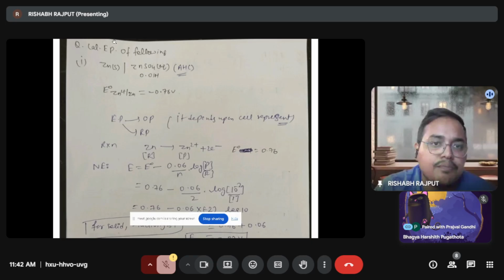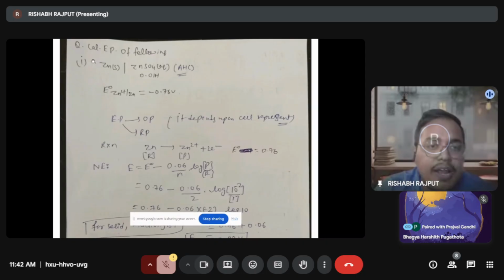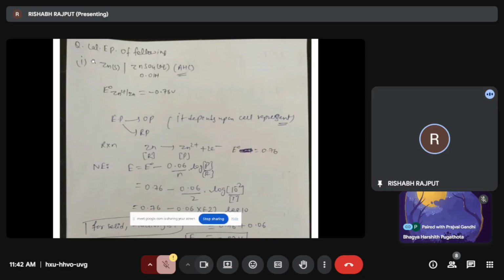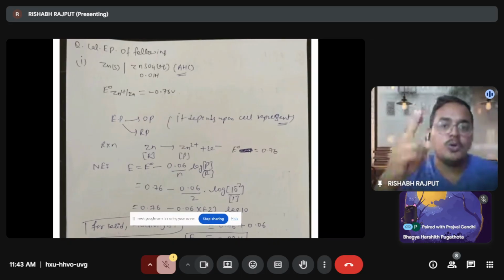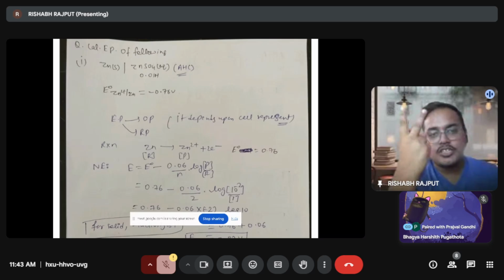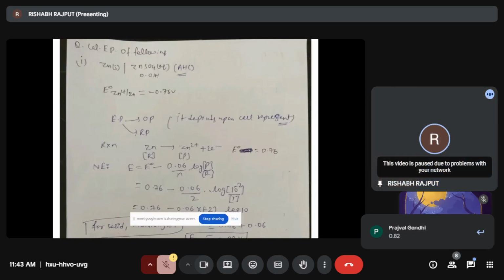Okay, see here, I have written it like this. Please calculate the electrical potential of the following. First I will give you an example: zinc solid, zinc sulfate aqueous, and they will mention the concentration here, 0.01 M, and they will give you E naught Zn^2+/Zn equal to minus 0.76 volt. They will ask, please tell me the electrical potential here. The electrical potential value can be of 2 types: oxidation potential or reduction potential. So how do you know what type of value you want? I will tell you one thing.